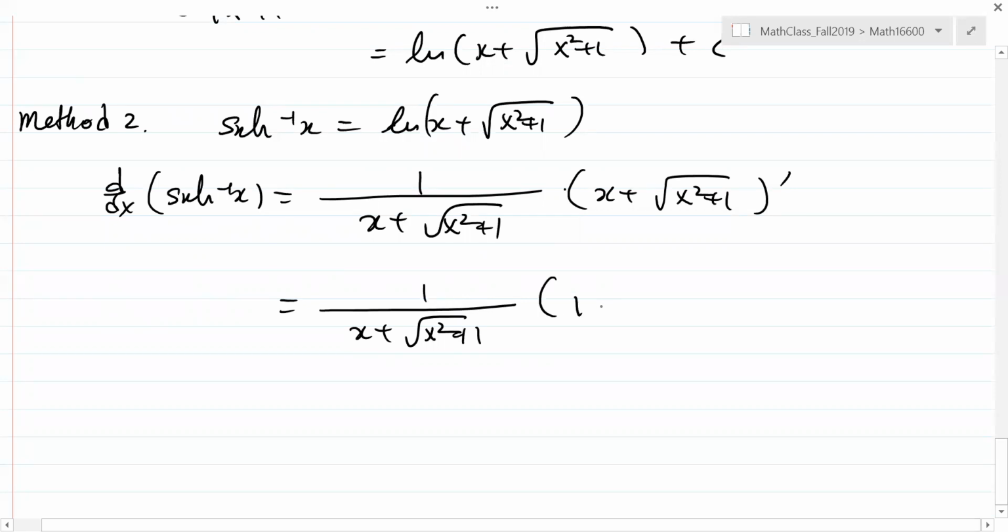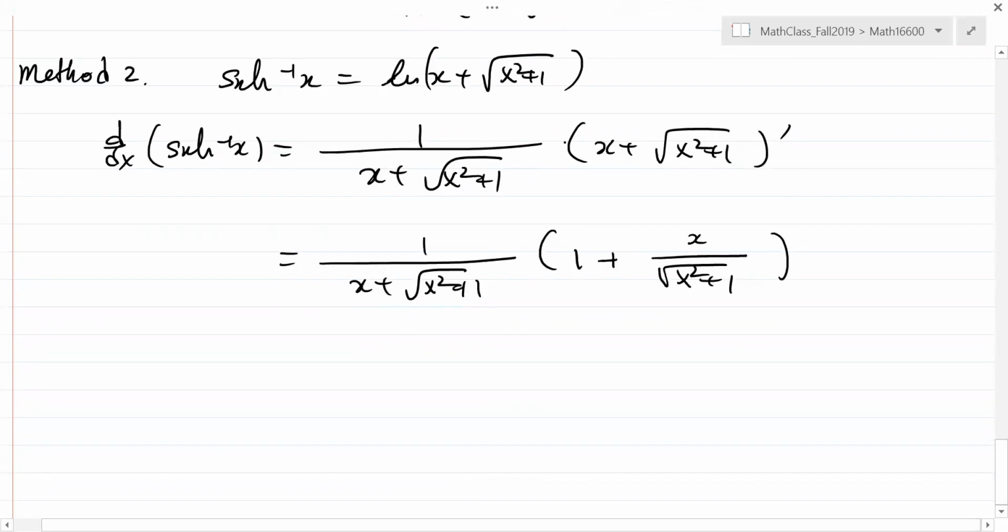And here we get 1 plus x over square root of x squared plus 1, plus 1 over x. Now, how do I quickly get that? Well, the derivative of x squared plus 1, use the chain rule, you will get this: x over square root of x squared plus 1. And the derivative of x is 1. So add them together. Now, how do you simplify it?